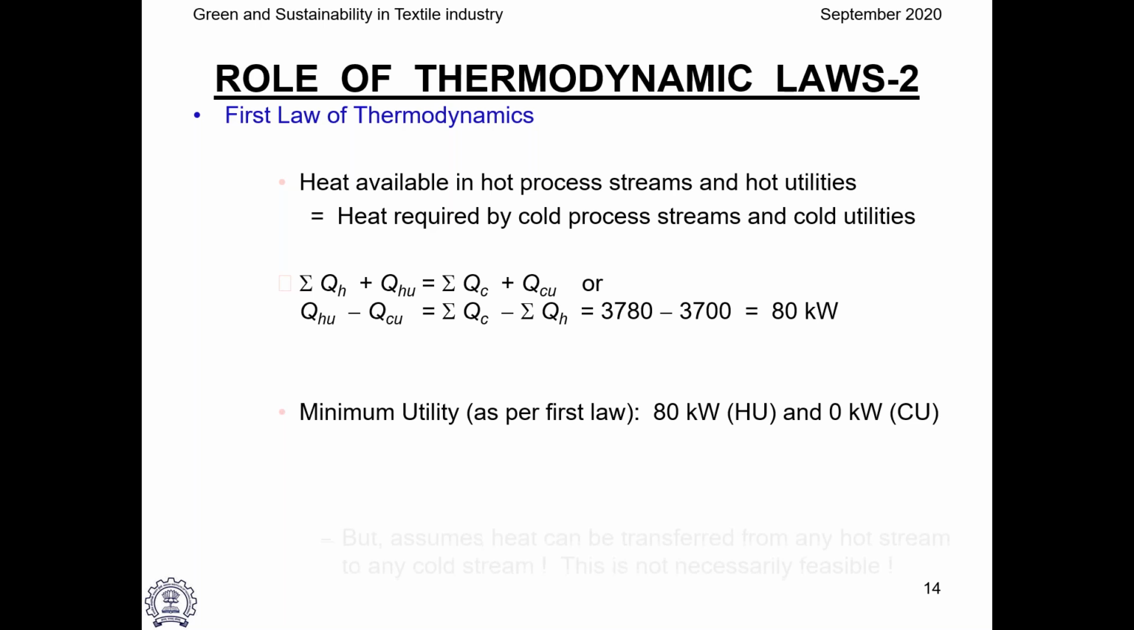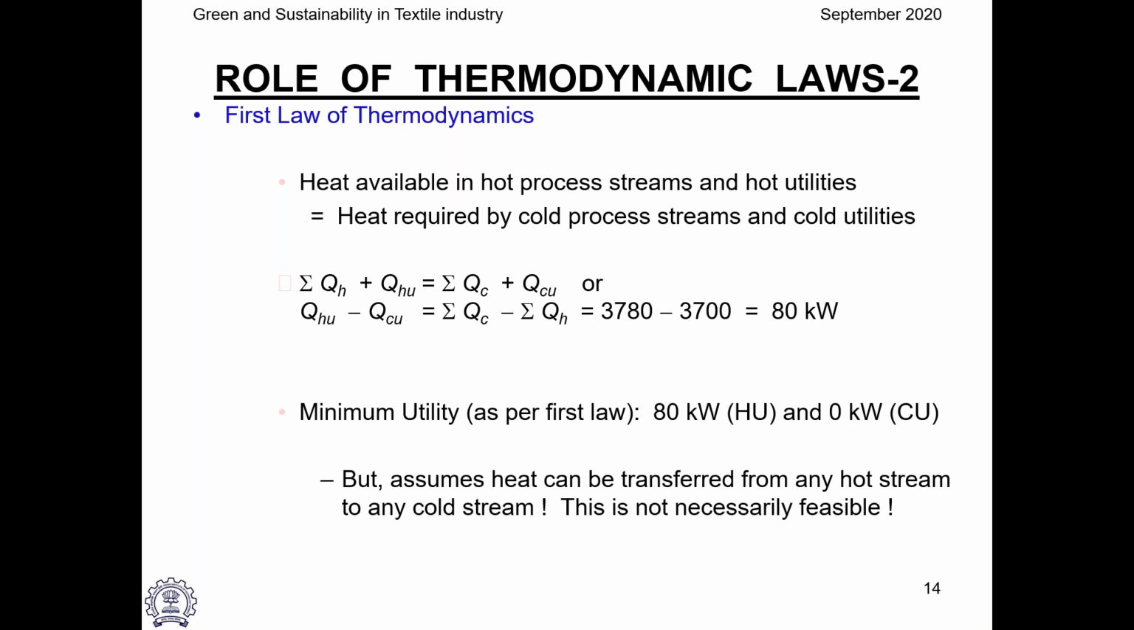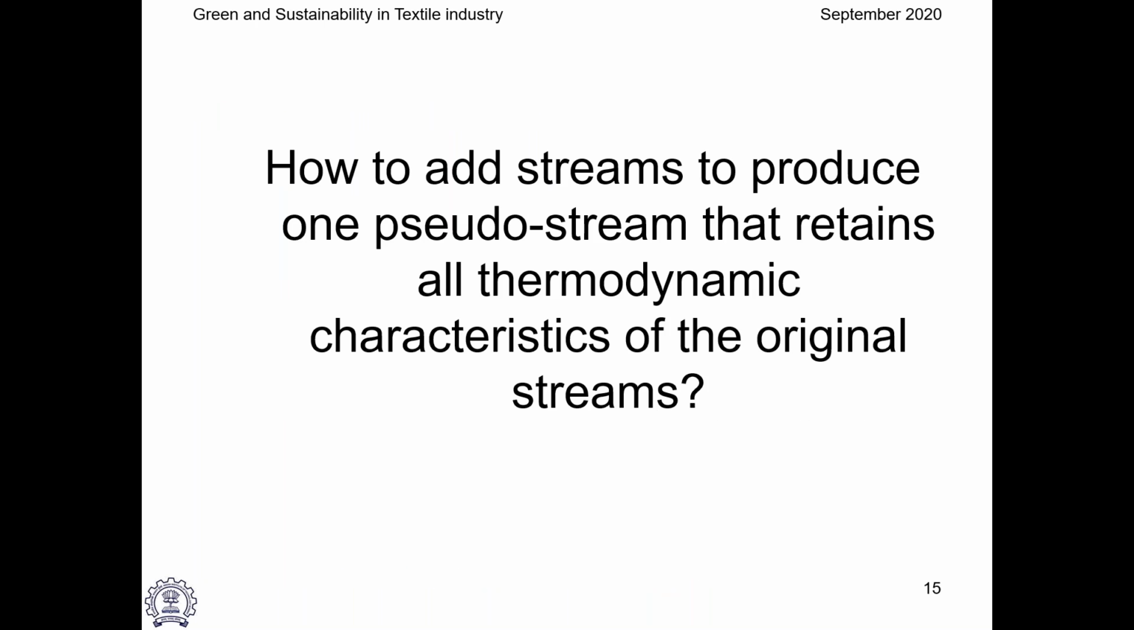And what does it say? It says the heat cannot be transferred from any temperature to any temperature, from any hot stream to any cold stream. It has to be transferred from high temperature to low temperature. That means there has to be a temperature difference. The delta T should be greater than 0. Then only we can transfer the heat from one stream to the other stream. Now, how do we take care of that? That is what we are going to look at.